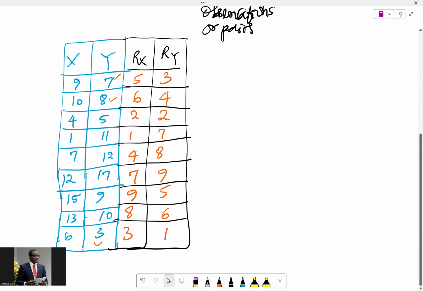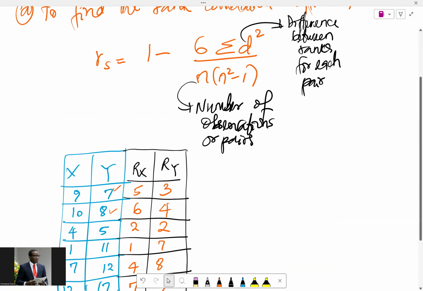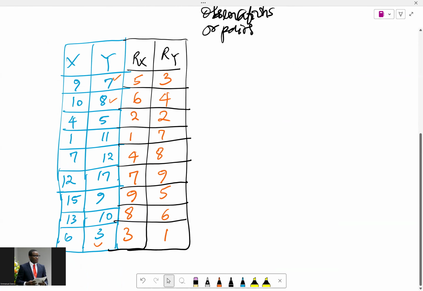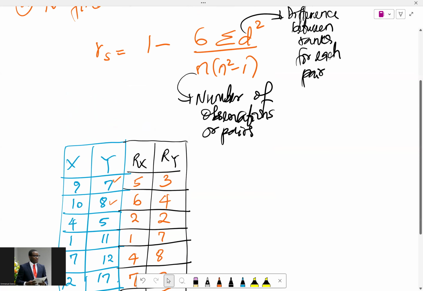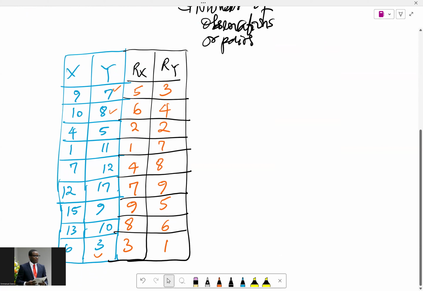And don't forget, this is about the rank correlation coefficient, otherwise known as Spearman's rank correlation coefficient. So now we have found the ranks, we can go ahead and find the D and D squared, which we need. From what we have here, we need N, we need D, basically. So let's go for D. We need D and D squared.